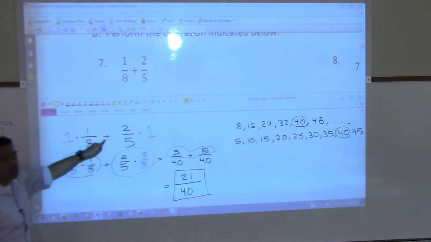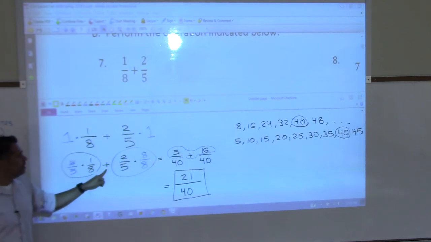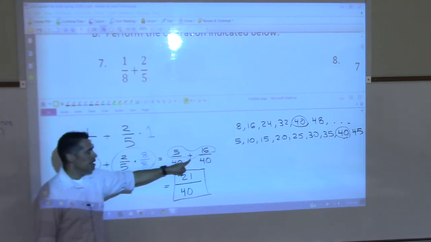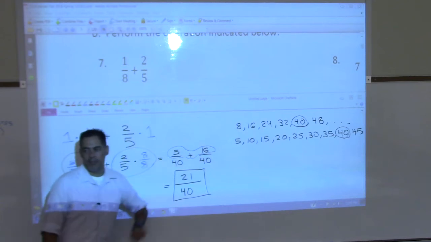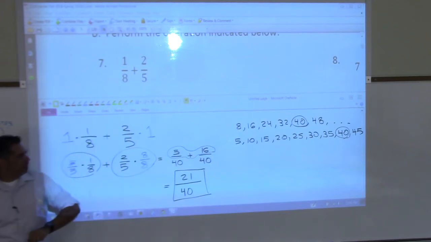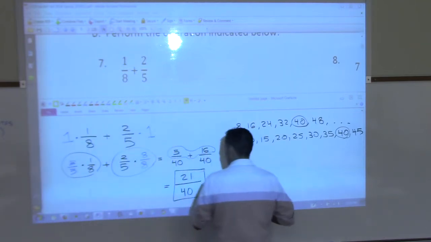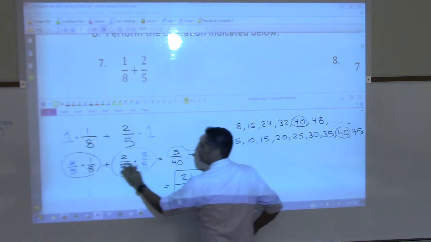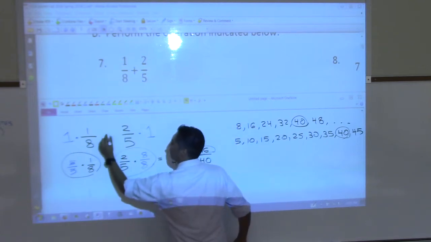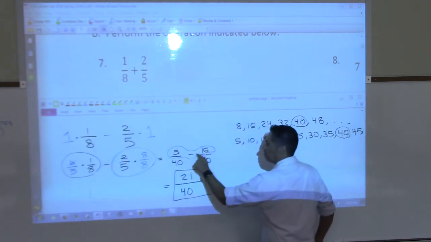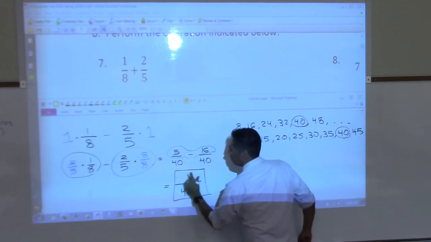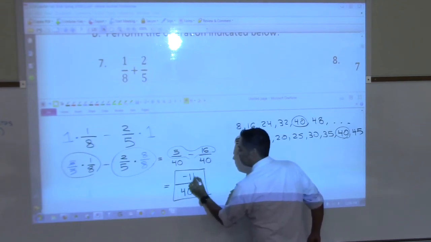What if this was a subtraction? What if that was minus? That would be minus. And then what would 5 minus 16 be? Uh-oh. Negative 11. 5 take away 16 would be negative 11. So if I change that to minus, then 5 take away 16 would give me negative 11 over 40.